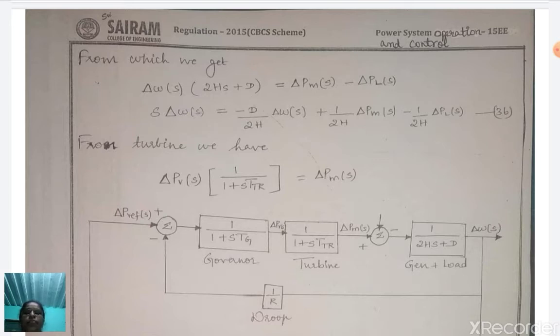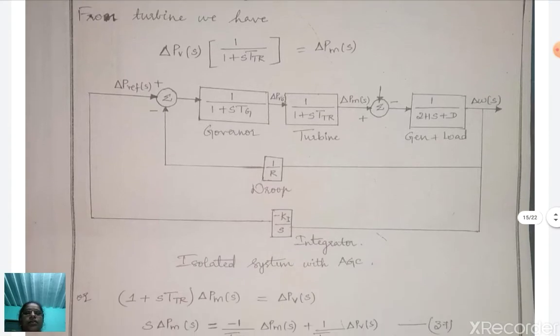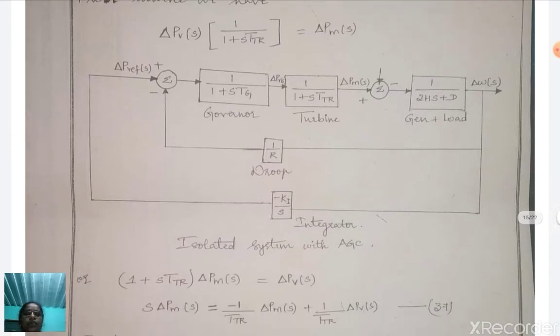From the turbine model, the valve power del PV of S into 1 divided by 1 plus S into TTR equal to del Pm of S. Now you see the diagram. This is the isolated system diagram with automatic generation control.